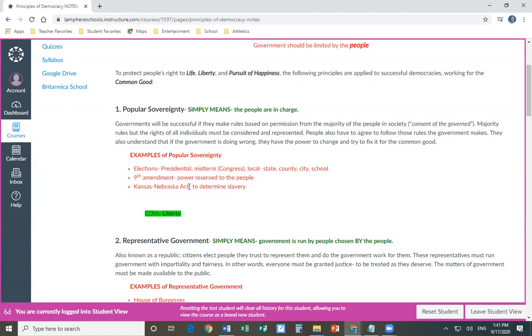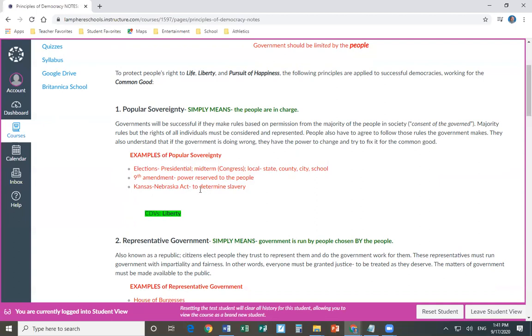There's also something in history called the Kansas-Nebraska Act, which we'll get to later in the year. When slavery was a hotbed issue, and some states said that slavery should be allowed, other states said that slavery should not be allowed, the government took it off their plate and said, we're going to allow the people in each state, or in these new states, Kansas and Nebraska, to vote on whether they wanted slavery or not.